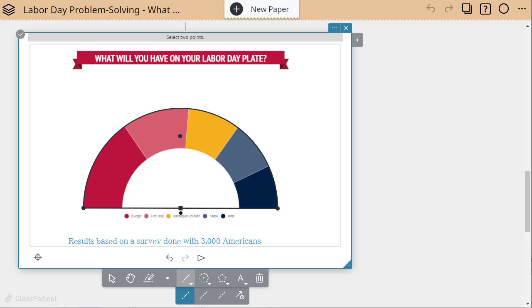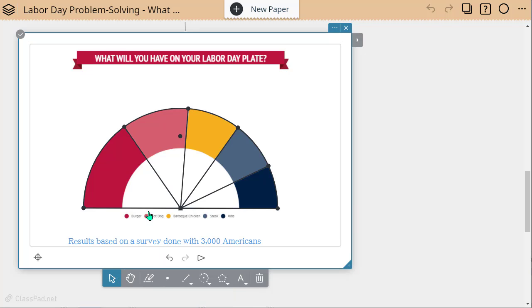Now I'm going to go back to my segment tool and make some radii that go through those edges of each category, right? So basically I am creating angles, and these angles are part of the 180 degrees that a half circle measures, right? So this is 180 degrees because it's half a circle. I can now use that to measure the angles and use that to figure out percentages.